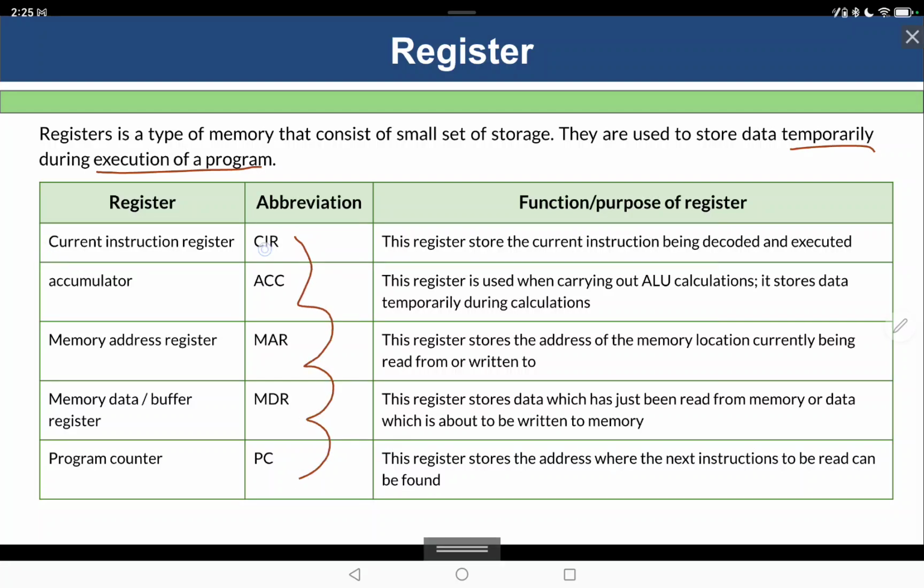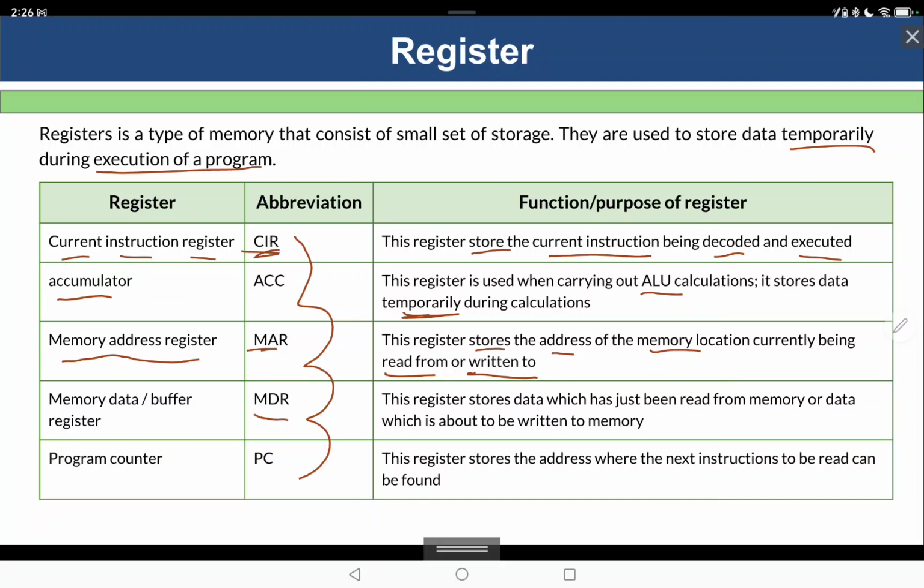We have the CIR, which is called current instruction register. What is the function of this register? It is to store the current instruction that is being decoded and executed. Then we have the accumulator. It is used when carrying out ALU calculations, so it stores the result of data temporarily during calculations. Then we have the MAR, which is the memory address register. It stores the address of the memory location currently being read from or written to.